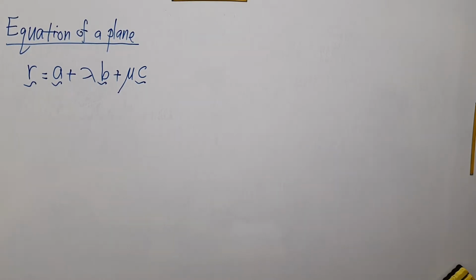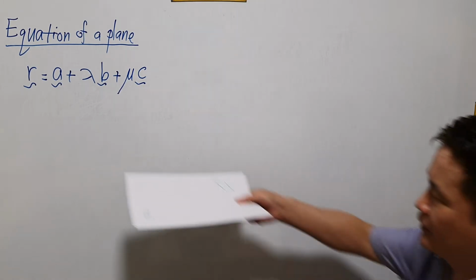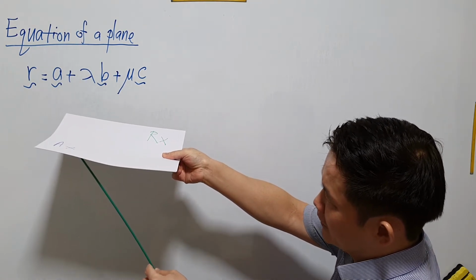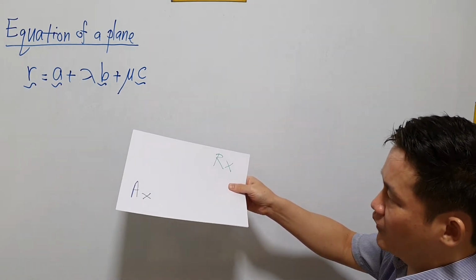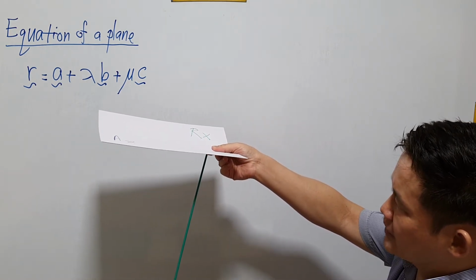In the last lesson, we have already understood that an equation of a plane looks like this: r equals a plus lambda b plus mu c. You want to recall once again that the vector a represents a point on the plane. This point A is the vector small a. And then r represents the position vector of a generic point. Say this is a generic point on the plane, so the vector r looks like this.